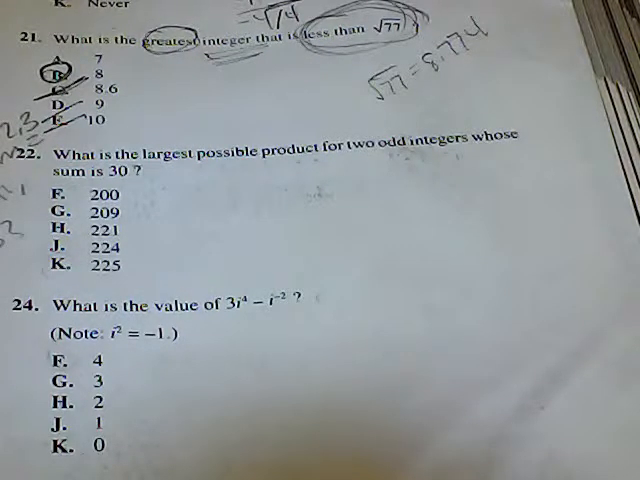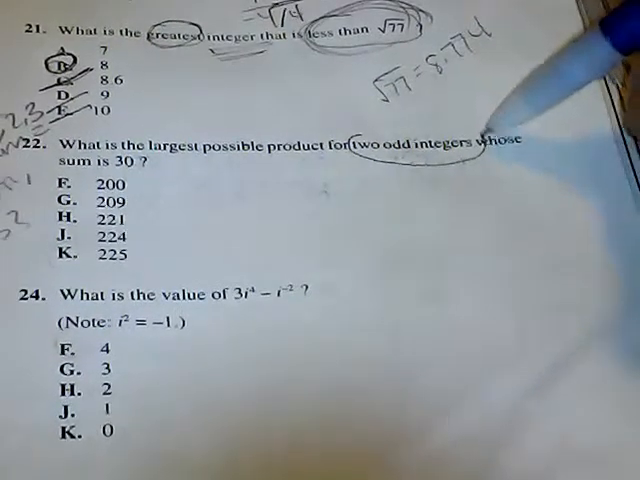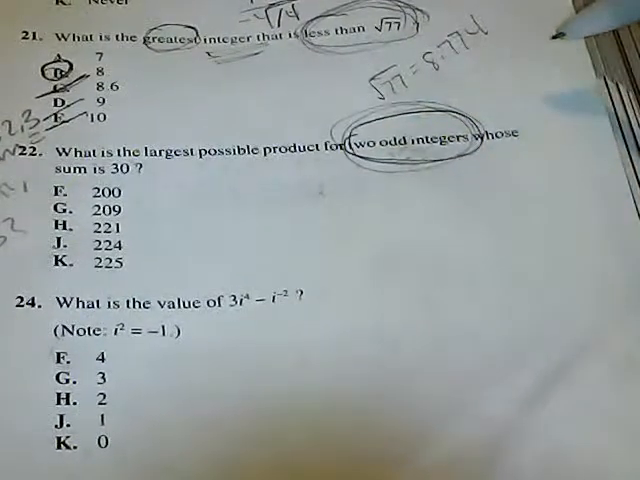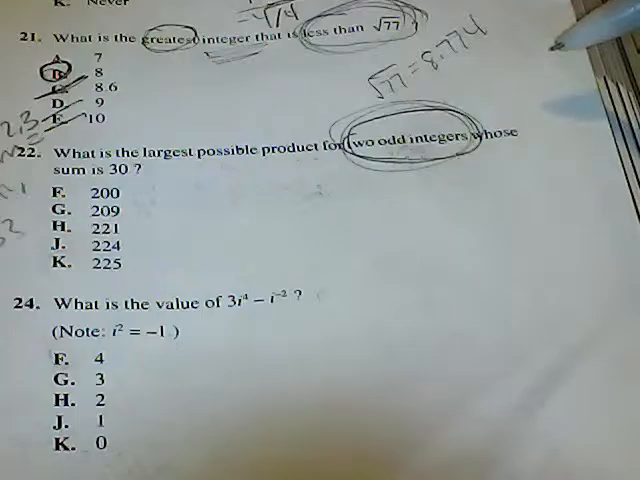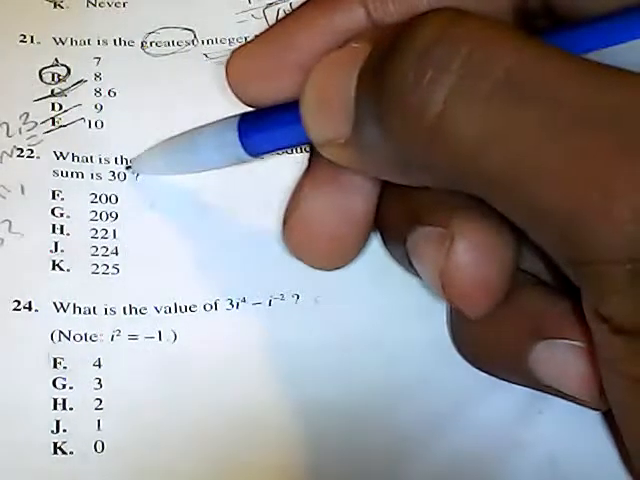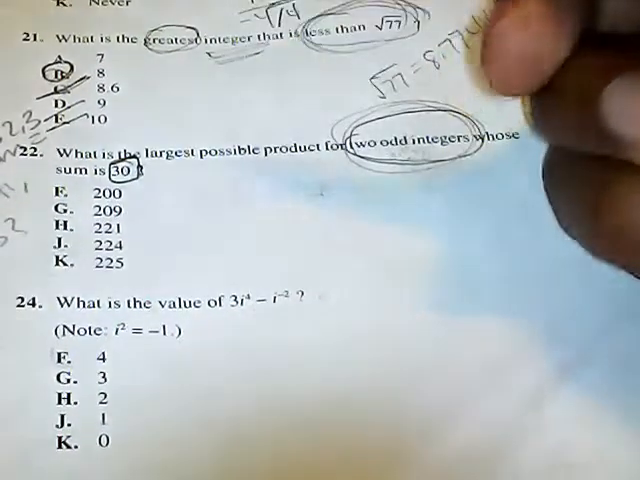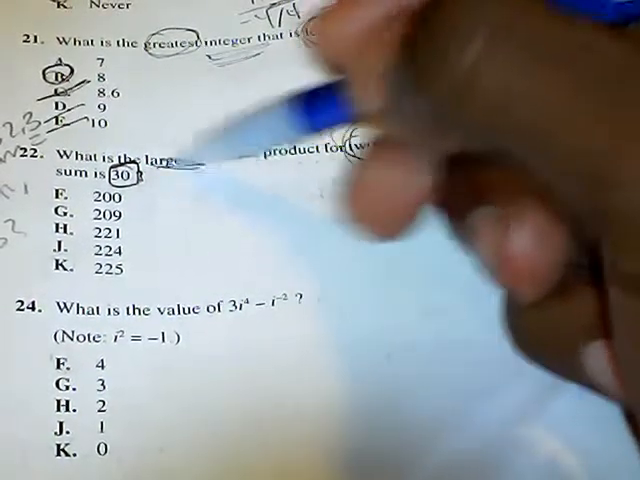Number 22. What is the largest possible product for two odd integers whose sum is 30? More and more buzzwords. Let's go. The largest possible product for two odd integers. Two odd integers is pretty important. You can't choose an even number that has to equal 30, and this has to be the largest possible product.